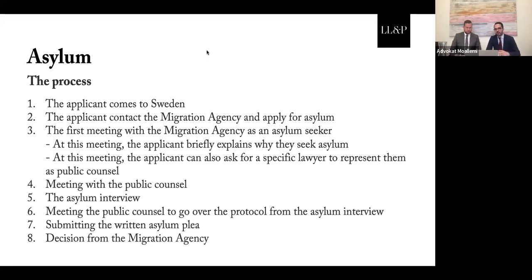I can also mention shortly that if you receive a negative decision, as my colleague Johan said, you can appeal it to the migration court. And if you receive a negative decision there as well, you can appeal it one more time to the Migration Court of Appeals. And after the Migration Court of Appeals decision, the asylum case is closed. If you have received a deportation, it comes into force, and it is active for 4 years from the date of the Migration Court of Appeals decision.